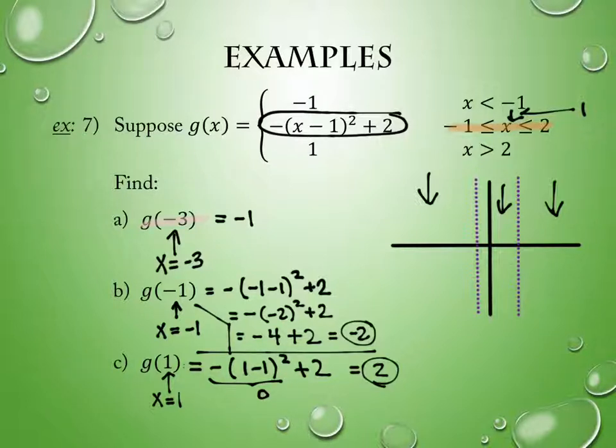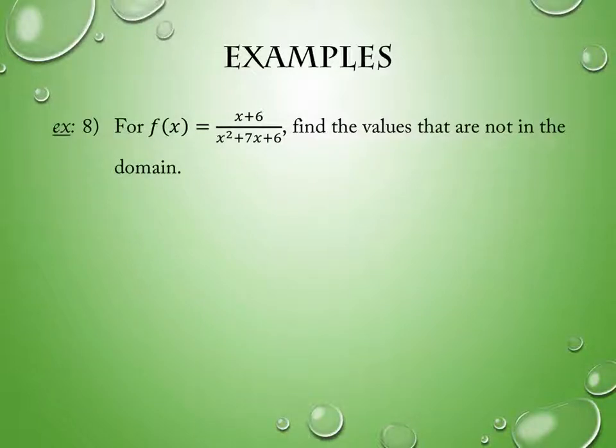All right, the next thing that we're going to look at, we've seen before, we just haven't seen it used with this language. We have a rational function here. It says f of x equals x plus 6 over x squared plus 7x plus 6. And it wants us to find the values that are not in the domain. We had this same question in the last unit that we did, and we called it restricted values. What values are restricted? It's the same question. We just have the word domain that we're able to use now, where we didn't have that defined before.